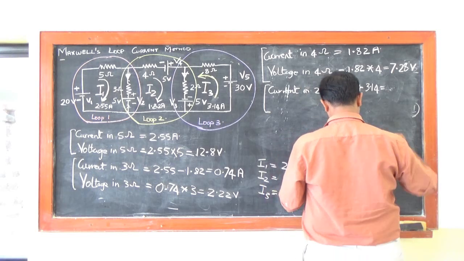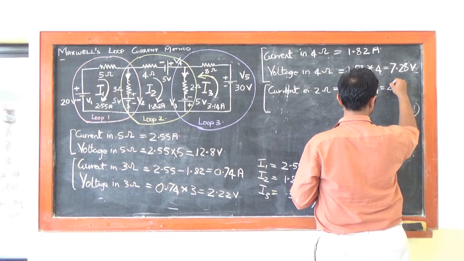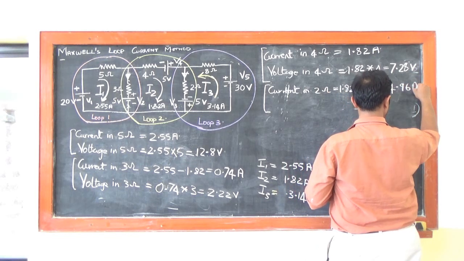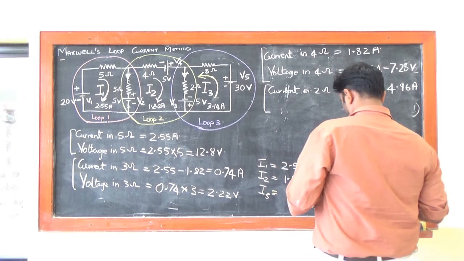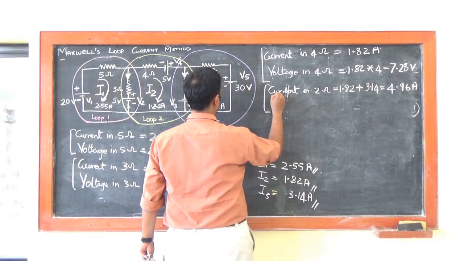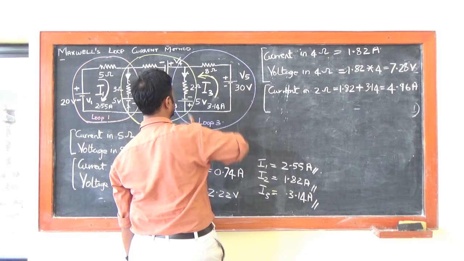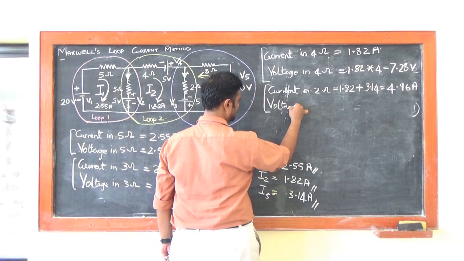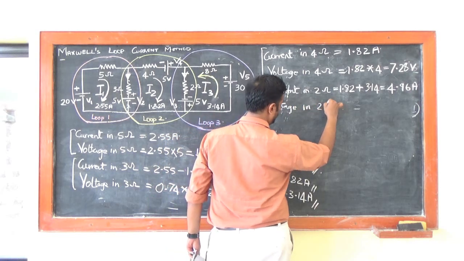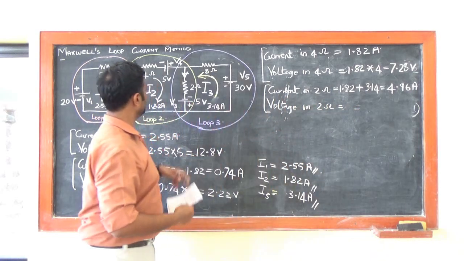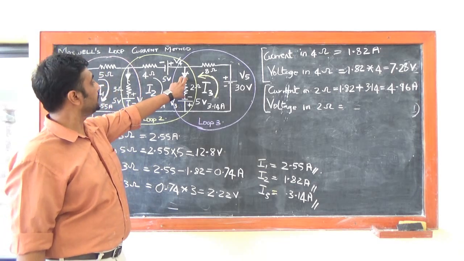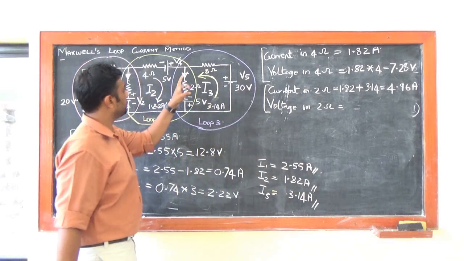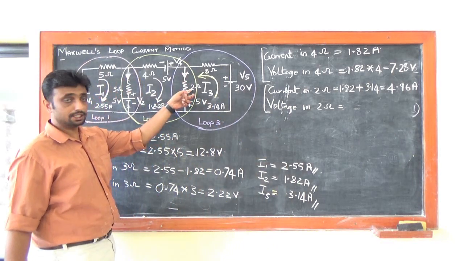Which is equals to 4.96. Now, how we found out the current? We have to find out the voltage across this 2 ohms resistor as well. So voltage in the 2 ohms resistor would be, as I told you, V equals I into R. I already got my I, which is 4.96, and my resistance value is already given, which is 2 ohms.